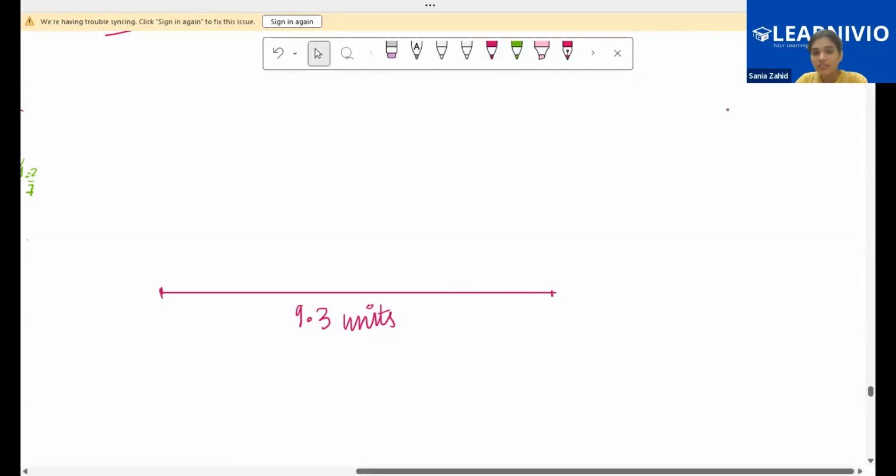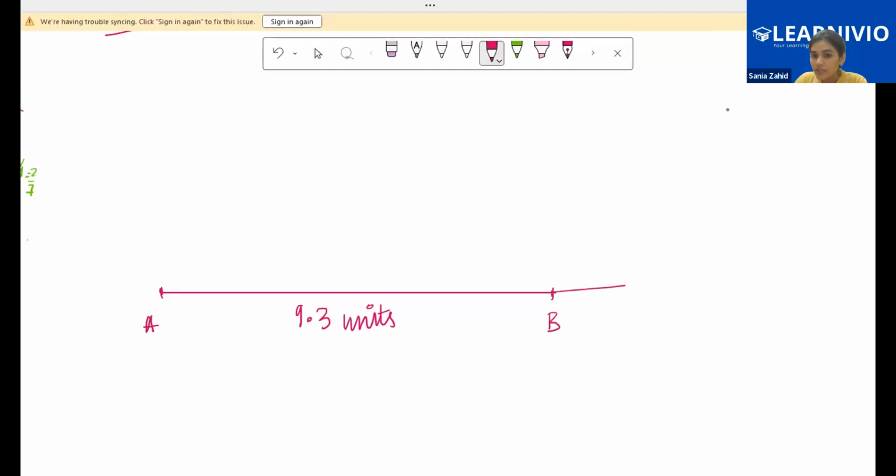Okay. Look here now, children. After drawing 9.3 centimeters, let's call this point A and this point B. Now you will draw 1 centimeter from B to point C. Let's draw 1 more centimeter. Now what you have to do is find the midpoint of the line AC. Now you have to consider this line AC and find the midpoint of AC.